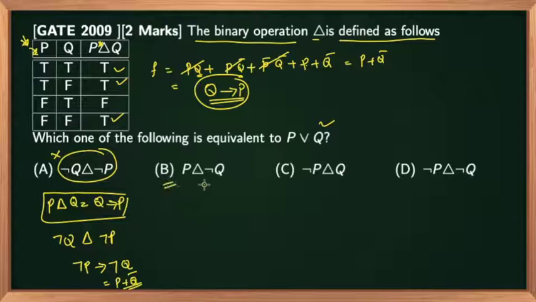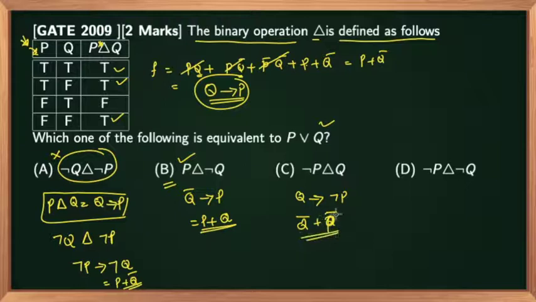Now let's see the second choice. We have p operation q all bar, so that will be equal to q bar implies p, so that will be equal to p plus q, right? So this operation basically represents p or q. We can continue with c and d. So c says q implies not p, so that's equal to not q plus not p, right? So this is not equal to p plus q. And here we have not q implies not p, so that's equal to q plus p bar, right? This is also not equal to p plus q, right? So the answer should be b.